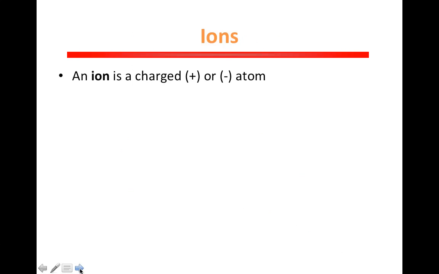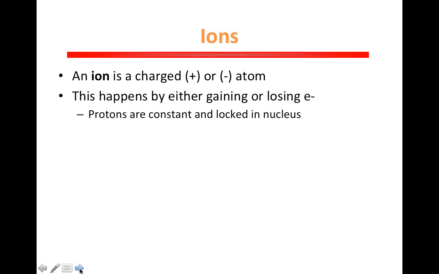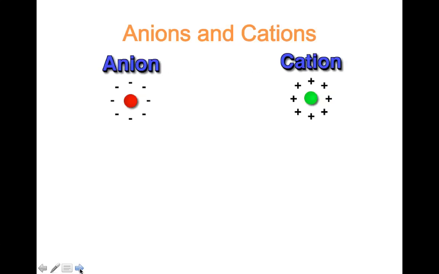Ions are a little different. Ions are charged atoms that either have a plus or minus charge. This happens by either gaining or losing electrons. So remember how an isotope is a change in the number of neutrons. An ion is a change in the number of electrons. Protons, in both cases, both ions and isotopes, stay constant.